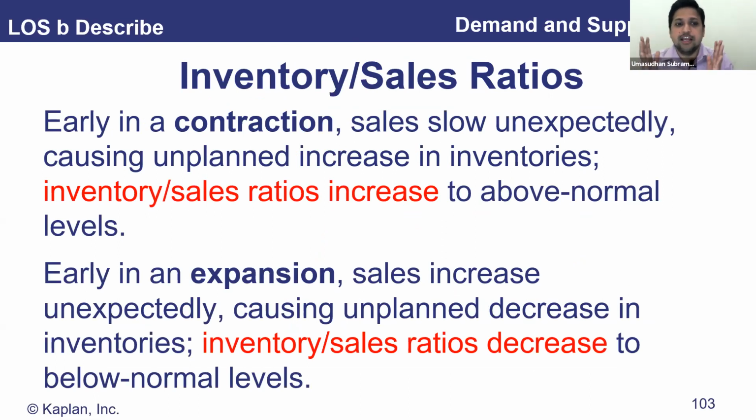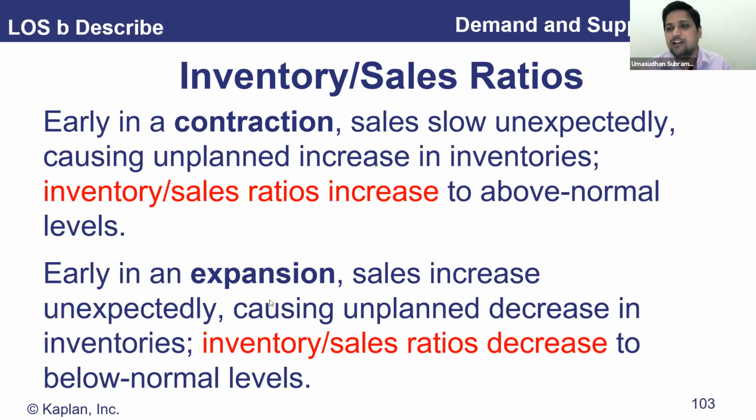First of all, you need to understand that in a contraction, if GDP is falling, immediately what will happen to your sales? The sales will slow down. When sales slow down unexpectedly, companies will not be able to stop producing immediately. That would mean your inventory will build up. So your inventory will be high, sales will be lower unexpectedly, and your inventory to sales ratio increases. That will show you that there is an inventory build up above the normal levels. That is a sign of recession.